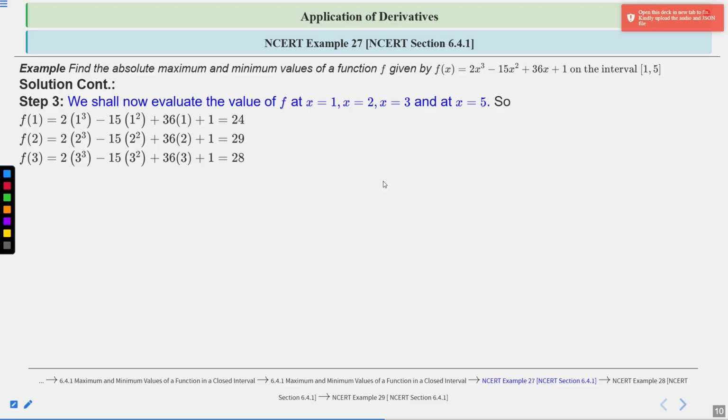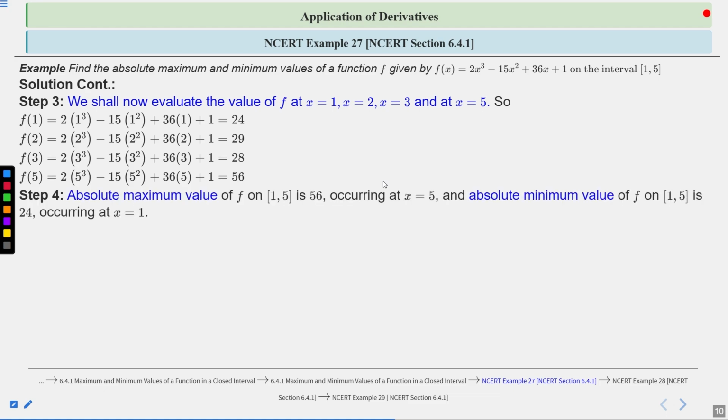Now let us see f(3). f(3) will be 2 into 3 cube minus 15 into 3 square plus 36 into 3 plus 1, which after solving and further simplification we will get f(3) equal to 28. Now f(5) will be equal to 2 into 5 cube minus 15 into 5 square plus 36 into 5 plus 1, which is equal to 56.